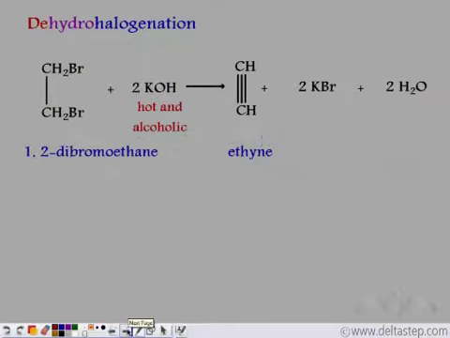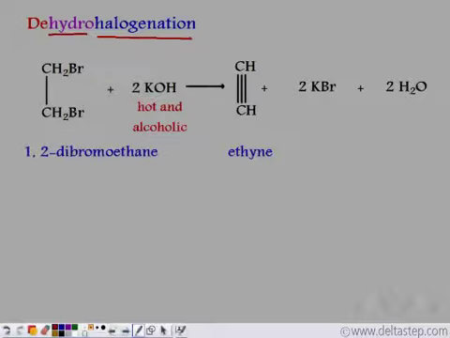Another way to prepare ethine is by using the dehydrohalogenation method. From the name itself, we see it's the removal of hydrogen and the removal of halogen. As we had seen in case of alkenes, we use a very special reagent known as potassium hydroxide in the hot and alcoholic form. So when we use KOH, it is made to react with 1,2-dibromoethane. When it reacts with this, it forms ethine.